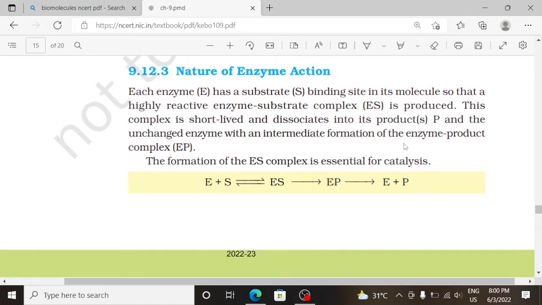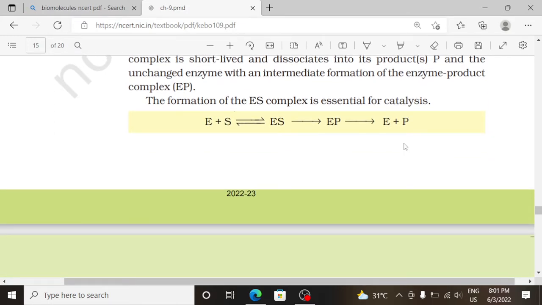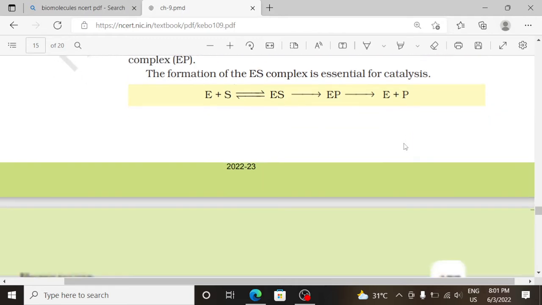Nature of enzyme action. Each enzyme E has a substrate binding site in its molecule so that a highly reactive enzyme substrate complex is produced. This complex is short-lived and dissociates into its products P and an unchanged enzyme, with an intermediate formation of the enzyme product complex EP. The formation of the ES complex is essential for catalysis.